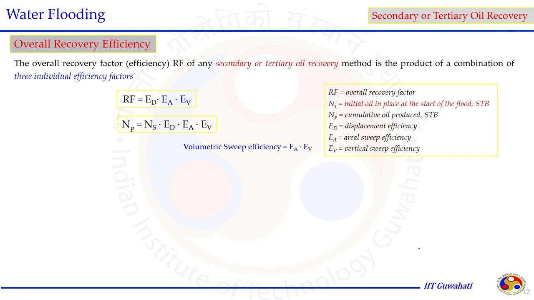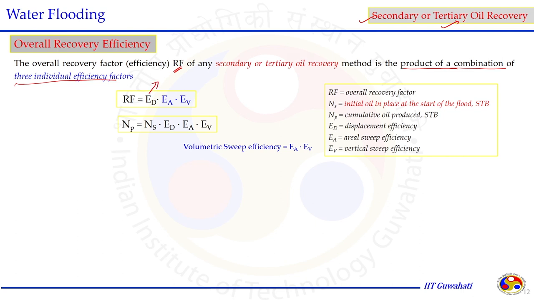So the recovery by water flooding can be characterized by the overall recovery efficiency parameter. This definition of overall recovery efficiency is valid for secondary recovery as well as tertiary recovery processes. For tertiary, we will discuss separately. So the overall recovery factor, also denoted by RF, of any secondary or tertiary oil recovery method is the product of a combination of 3 individual efficiency factors.